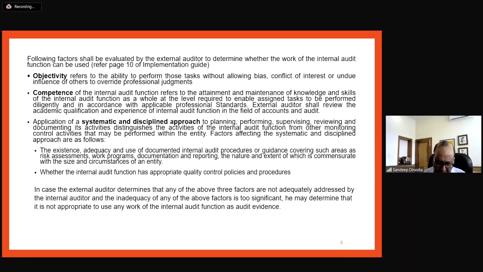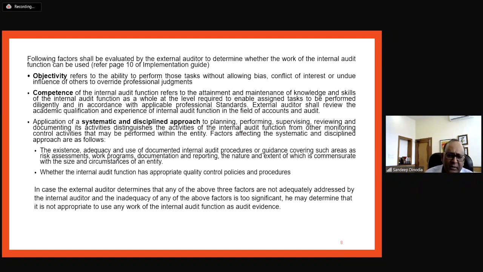Objectivity refers to the ability to perform those tasks without allowing bias, conflict of interest, or undue influence of others to override professional judgments. External auditor shall obtain the appointment letter for the internal audit function and find the scope, reporting authority, appointing authority, and any constraints placed on their scope.